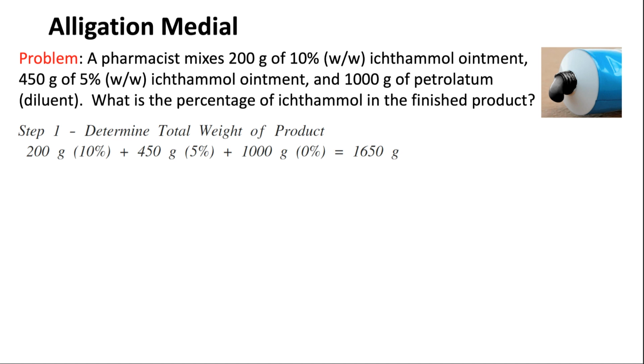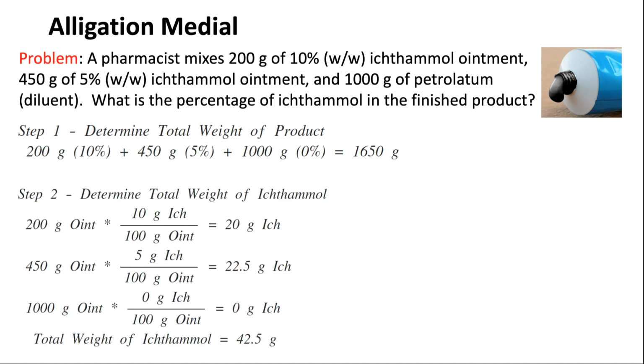Okay, so let's simply start by adding up the weights of the individual ingredients. And so don't multiply this. Hopefully I didn't make this confusing. Our first ingredient has 200 grams. Now the 200 grams comes from our 10% ointment. Then we also have 450 grams from our 5% ointment. And lastly, we have 1,000 grams from our diluent or our petrolatum. So if you take 200 plus 450 plus 1,000, the total weight of our product when everything is combined is 1,650 grams.